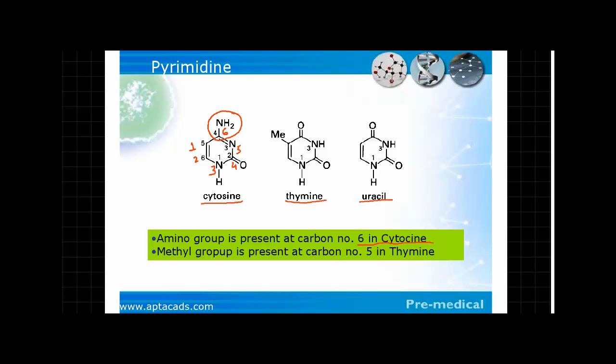Now, thymine is very special. Why? Because a methyl group is present at carbon number 5. So thymine is a methylated nitrogenous base. And in case of uracil, a keto group is present at 2 positions. One is carbon number 2 and another is carbon number 4.